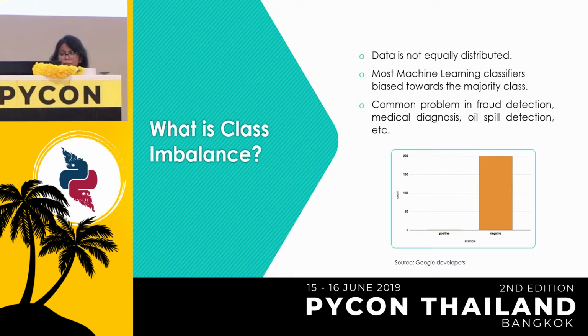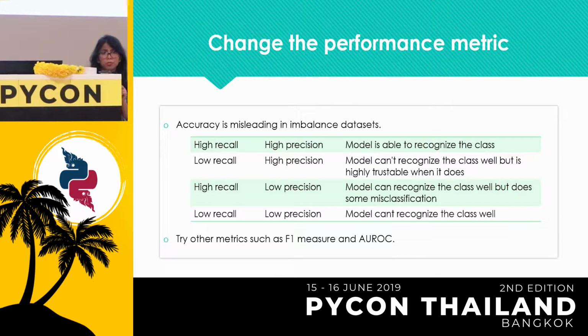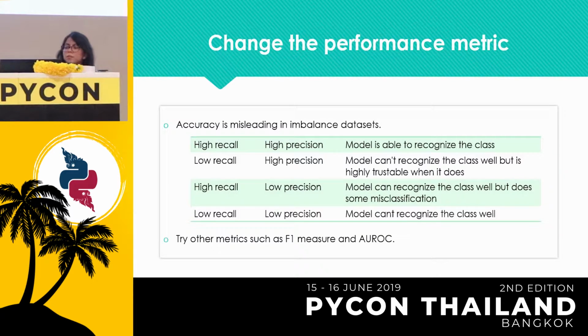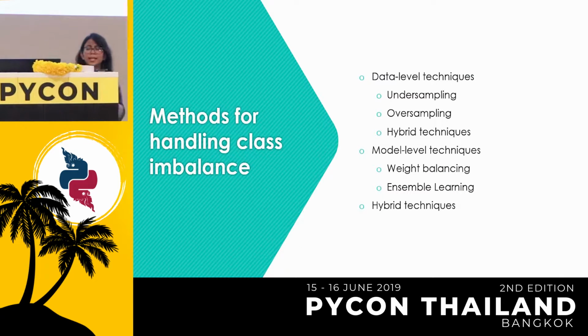For this, we have very different metrics. One of these is precision, recall, or the ROC, area under the curve of ROC. We have different performance metrics, and this should lead to less misleading results.